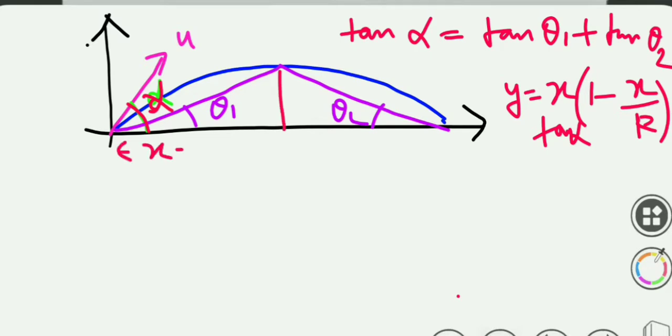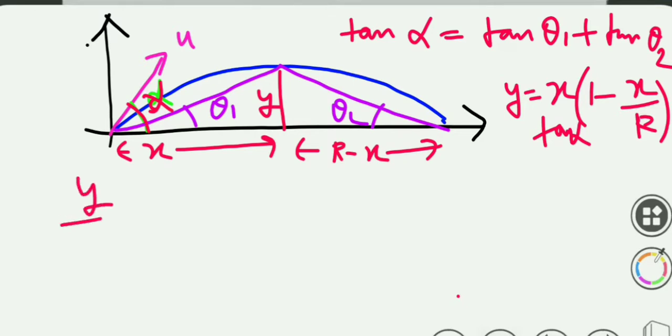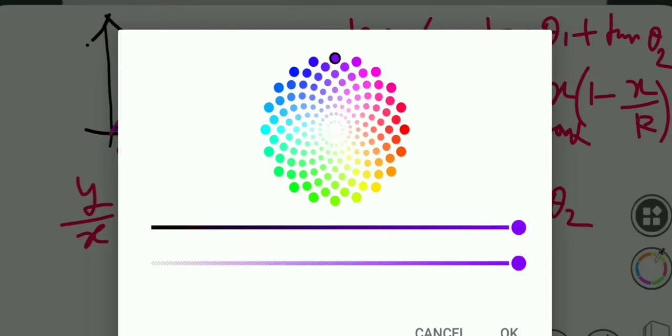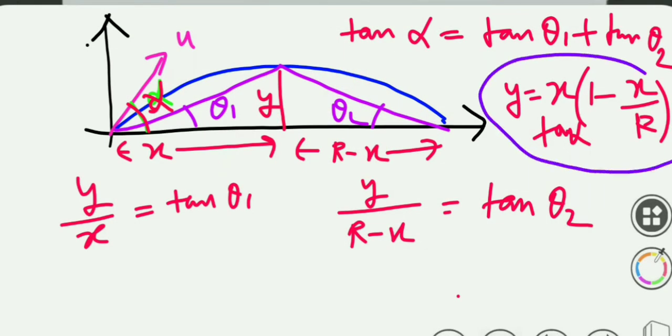This is x, this is R minus x, and this is y. Here y by x is equal to tan theta 1, and y by R minus x is equal to tan theta 2. Now let's see something here. Let's look at this equation now.